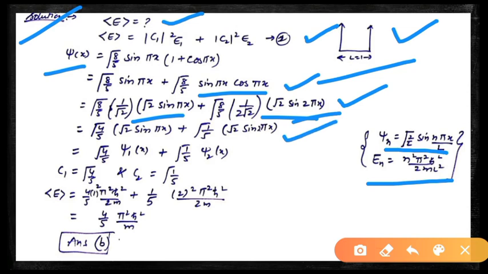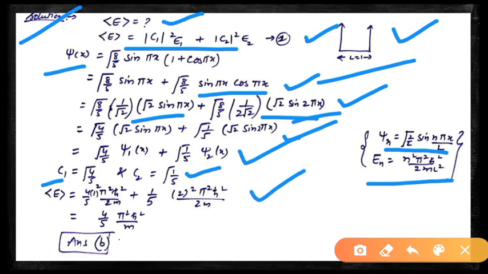And that can be written as under root 4 upon 5 ψ1(x) plus under root 1 upon 5 ψ2(x). So from here we will get the value of C1 and C2. So C1 is equal to under root 4 upon 5 and C2 is under root 1 upon 5. So by using equation 1 we will get the expectation value of energy.